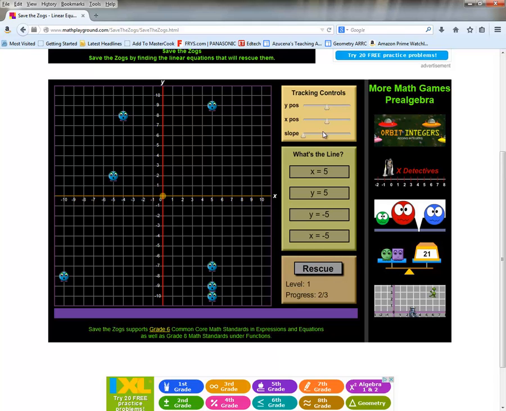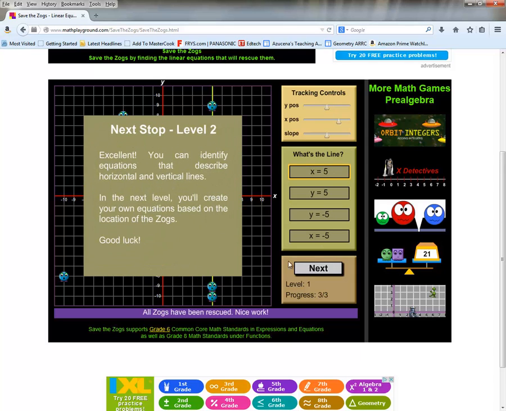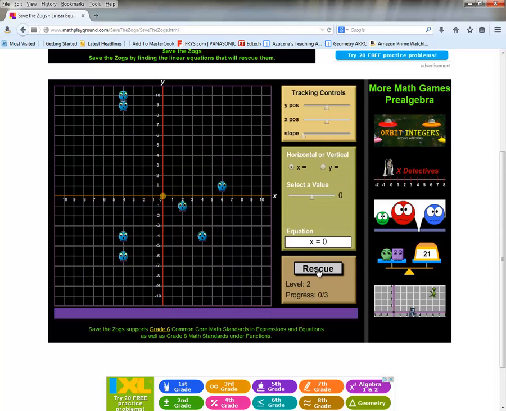And we'll do another one. Let's see, move the X position over here, and that's undefined slope. You do not have to draw this line. If you see the solution already, you can just click on the solution. And I'm awesome, I'm at the next level.